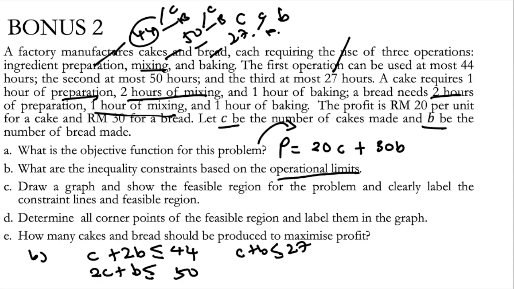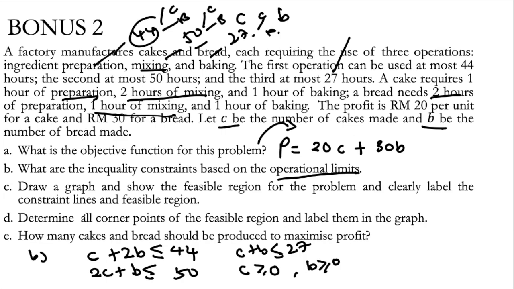What else is the constraint? You have to make sure that cake and bread, each of them must be 0 or positive. You can't produce negative cakes or negative bread. That's it. So that answers the constraints.